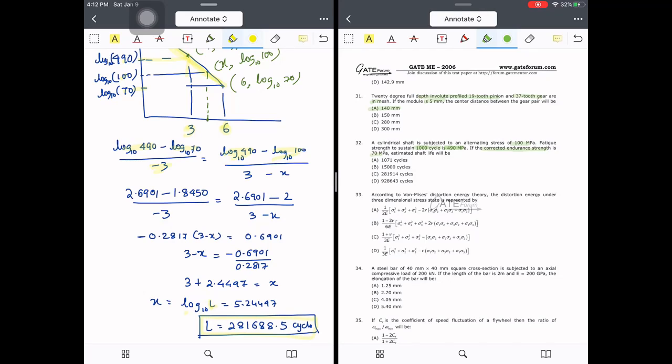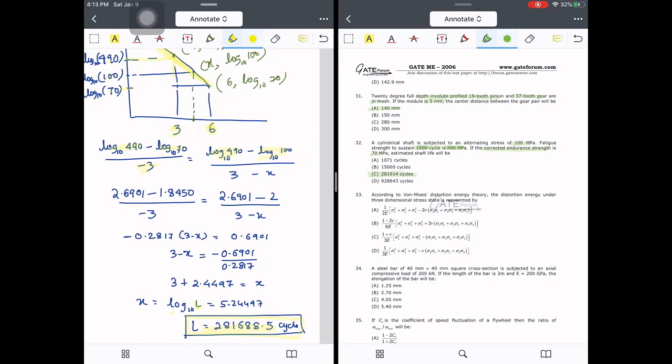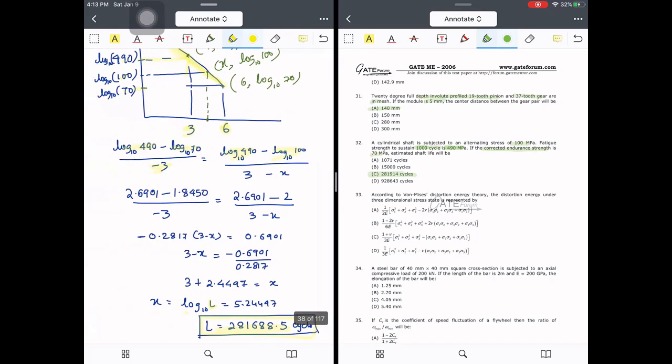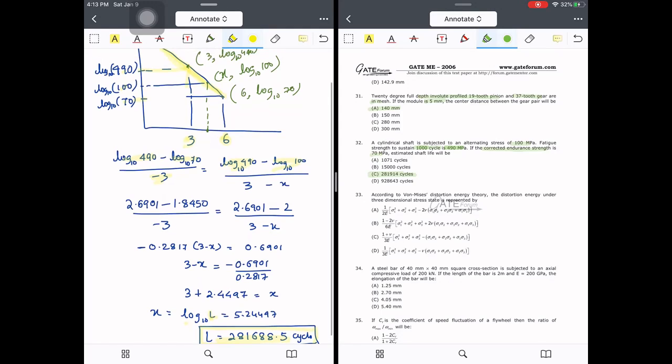Once I calculate the value of x, I know that this x is nothing but the log 10 of this life represented by L. From here I get the value of L. So this L is equal to 281688. So approximately the answer is this one. You may not get the exact value, but you will get a value somewhere like this. 281688, 281917.